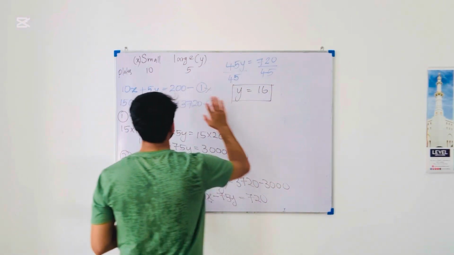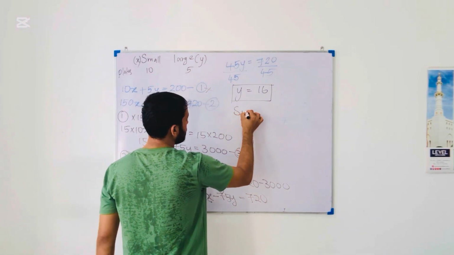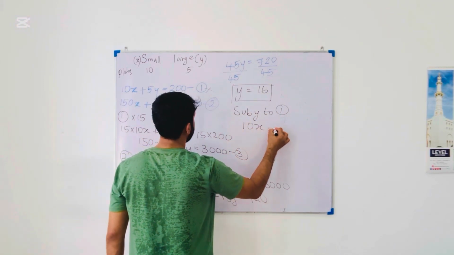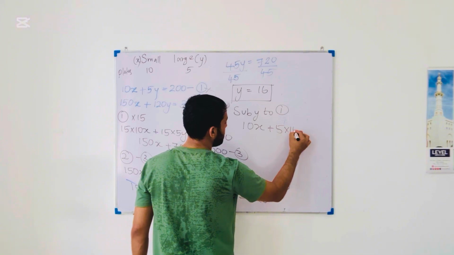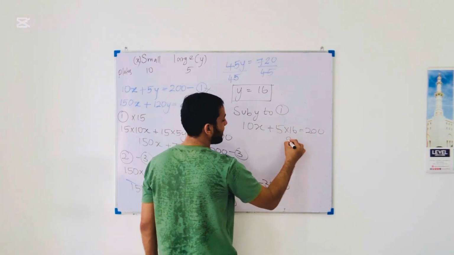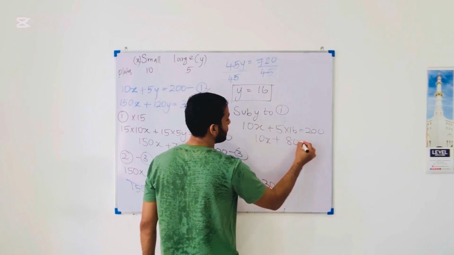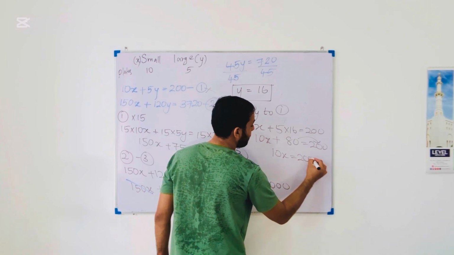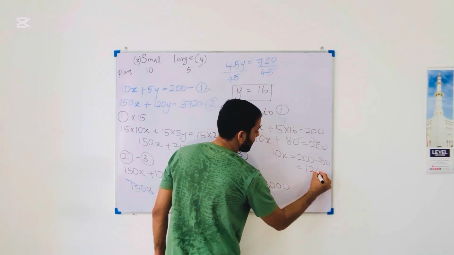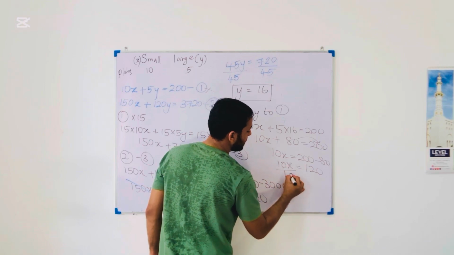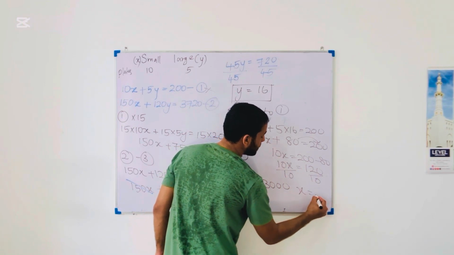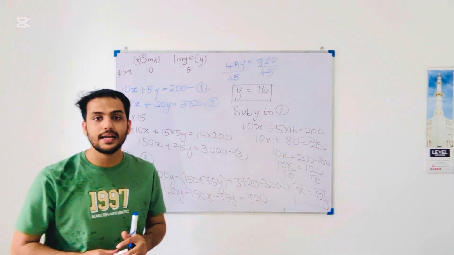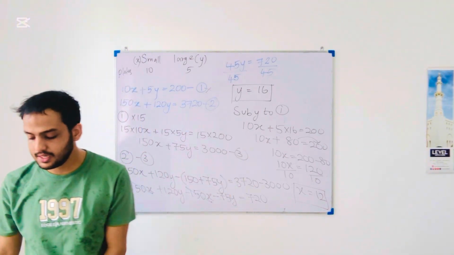Now I can substitute into the first equation, that's way easier. So substitute y into equation number 1. 10x plus 5 into, I know y now, 16, that is equal to 200. 5 into 16, that is 80. So 10x plus 80 is equal to 200. Bring the 80 to this side. 10x is equal to 200 minus 80, so that is equal to 120. Divide both sides by 10. x is equal to 12. So that means there are 12 packs of small plates and 16 packs of large plates.